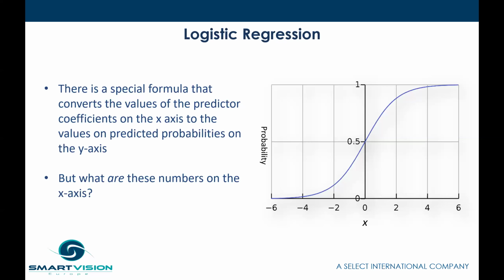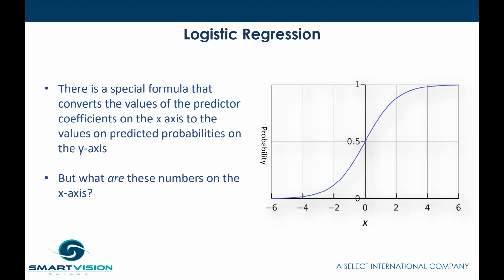Logistic regression does not produce numbers or coefficients which are easy to interpret. And the reason is because the numbers it produces are not the actual values. They are the log of the odds of the values. That's what it is. They're logged values.